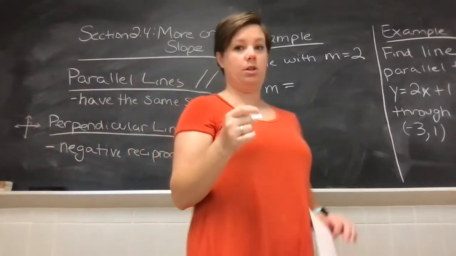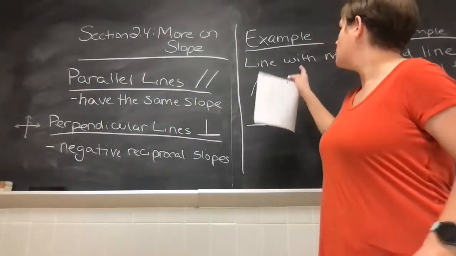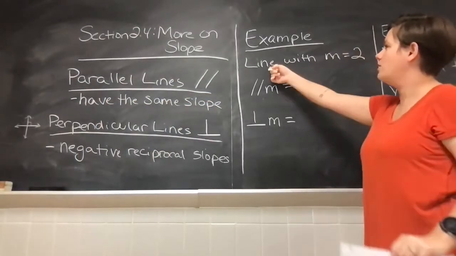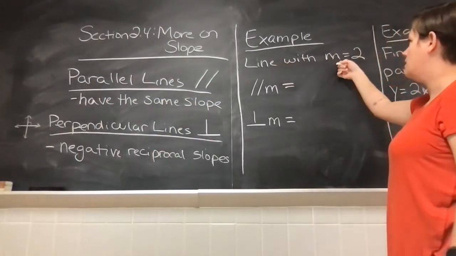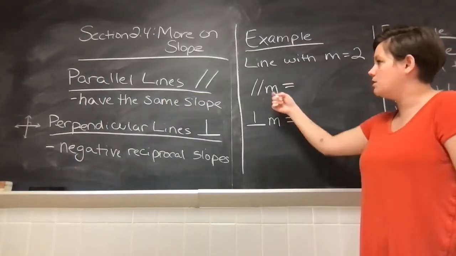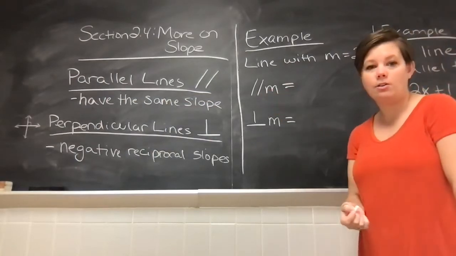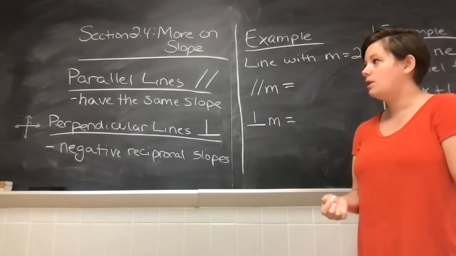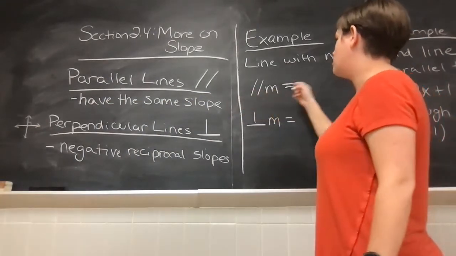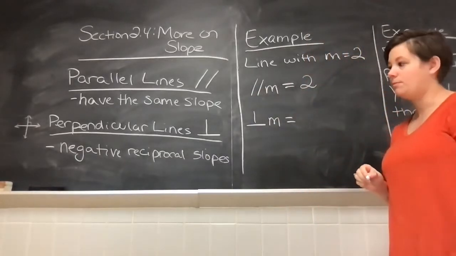And you might be like, what in the world is a negative reciprocal slope? Well, I'm going to show you. We're going to do an example. We're going to just look at the slopes. So we have a line with a slope m equals 2. So the slope is 2 for our first line. We want to know what is the slope of a line that is parallel to that first line? Well, what did I say? Parallel lines have the exact same slope. So the parallel slope would be 2. They have the same slope.